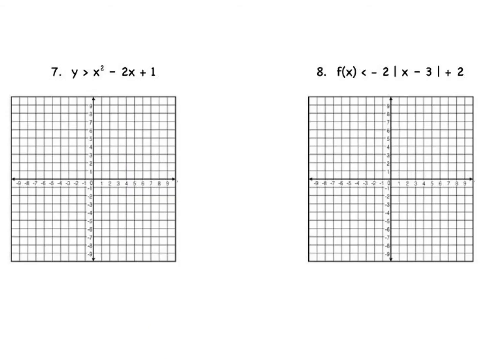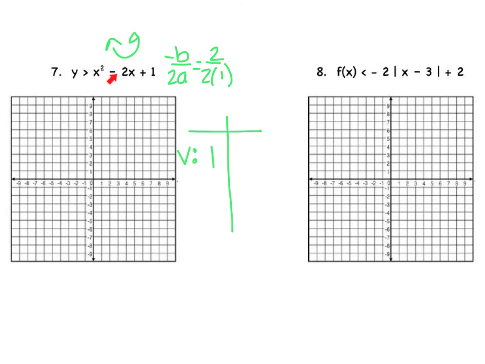Number 7, hopefully you recognize, is going to be a parabola. So I'm going to find 2 points. I'm going to find my vertex. My vertex would be -b over 2a. So that would be +2 over 2 times 1, which gives me 1. So my vertex is 1. And now I plug 1 into this function.